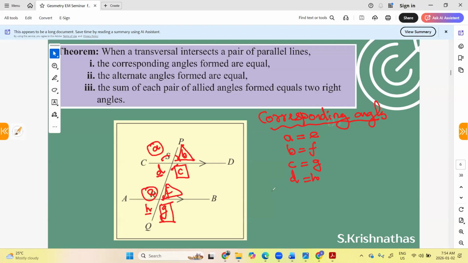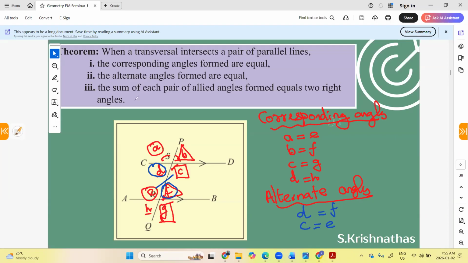Students, then alternate angles. Alternate angles. D and F. D is equal to F. Then this one, C is equal to E. So alternate angles are equal. Corresponding angles are equal.